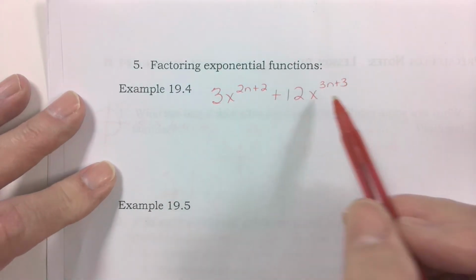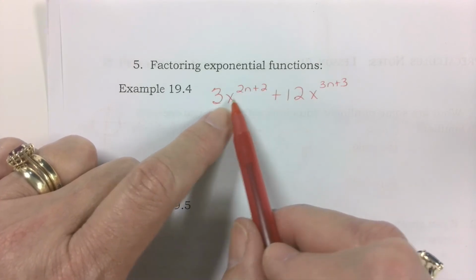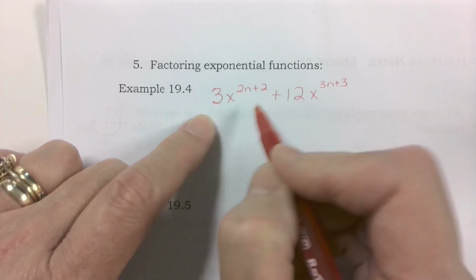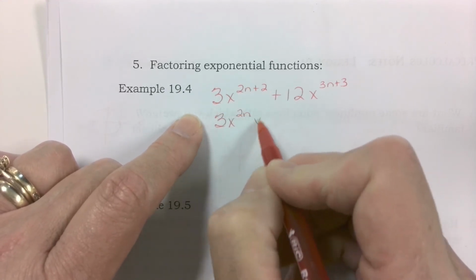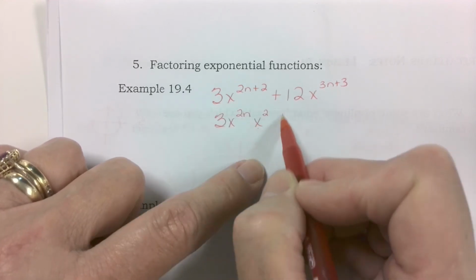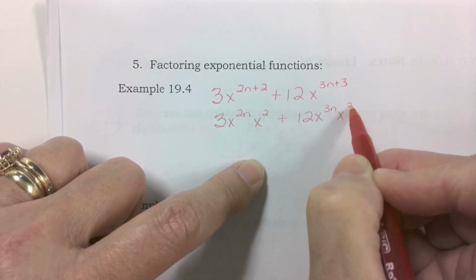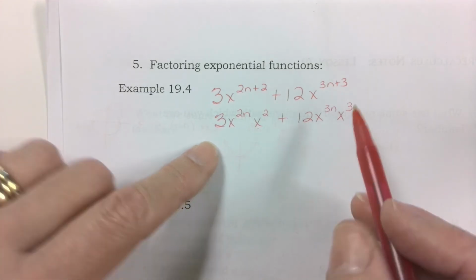Now, in order to factor this, the first thing we're going to do is go back a step. If we have x to the 2n plus 2, then the step before it got to that point probably looked like x to the 2n times x to the second, because then those are like bases and we add their exponents. So we're going to undo that on each of these. Then we can more easily see what our common factors are.